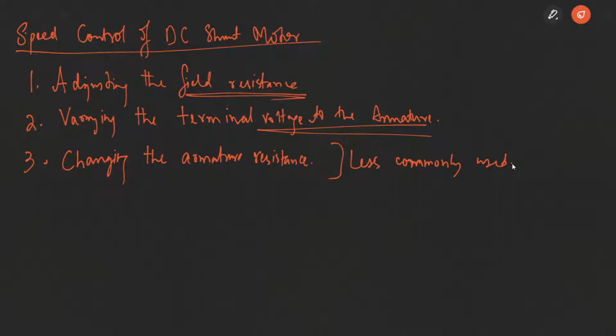So in every motor, one of the main features is offering the ability to control its speed. Fine. We have three methods here for DC shunt motor. Now discussing the first one.